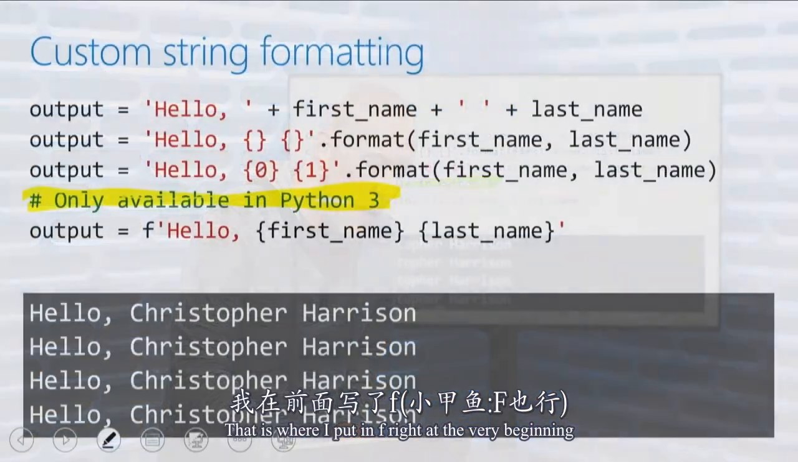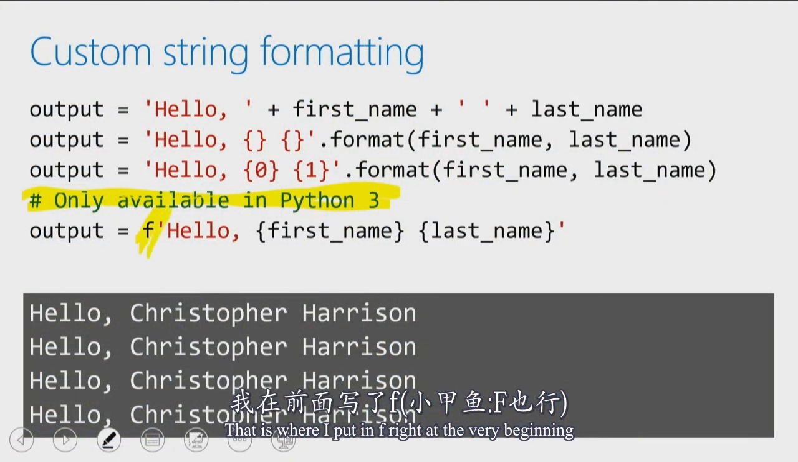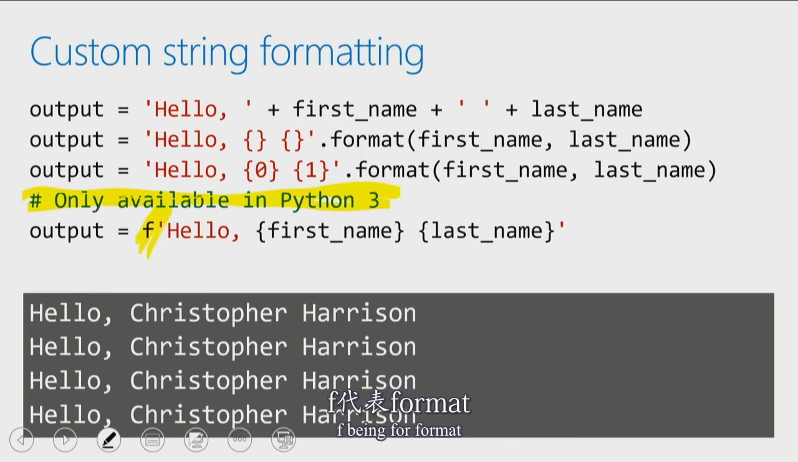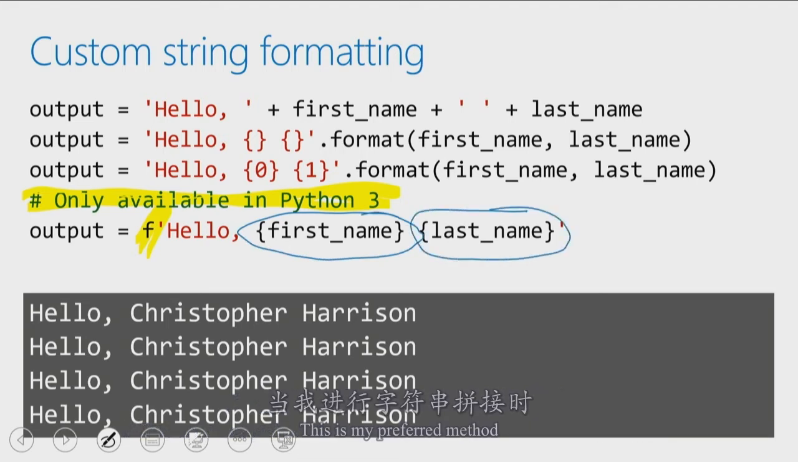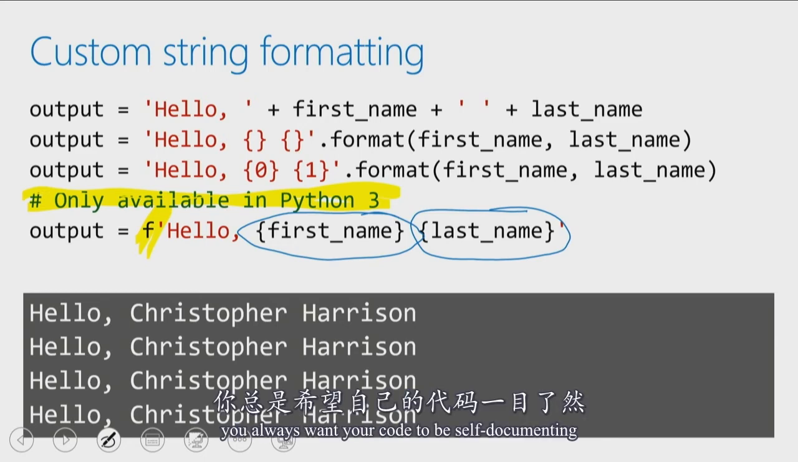And that is where I put in F right at the very beginning, F being for format, and now what I'm able to do, and I love this functionality, is I'm able to now just use my variable names right in line with everything else. This is my preferred method whenever I'm doing string concatenation because it's nice, it's clear, it's self-documenting. You always want your code to be self-documenting.